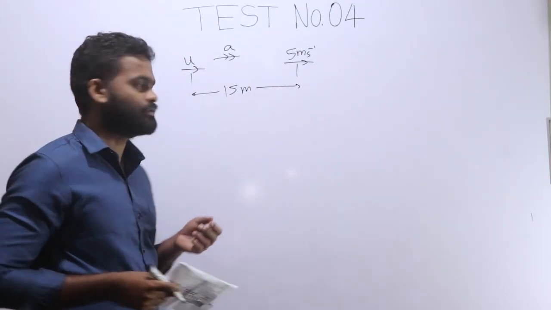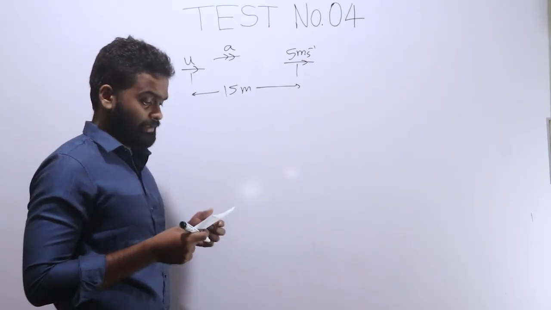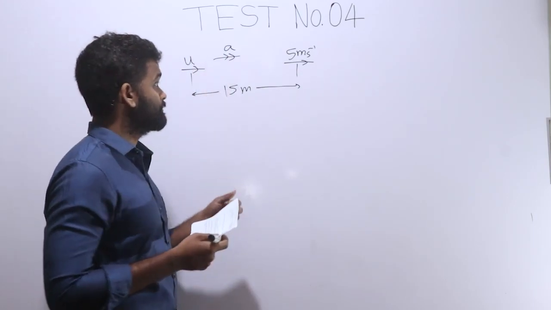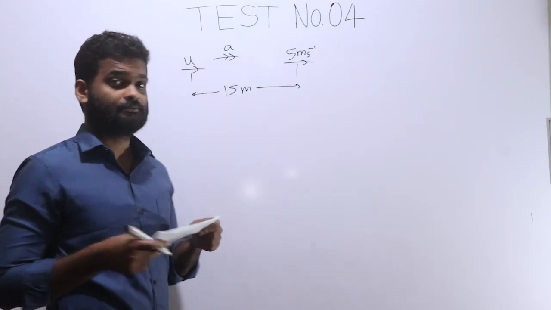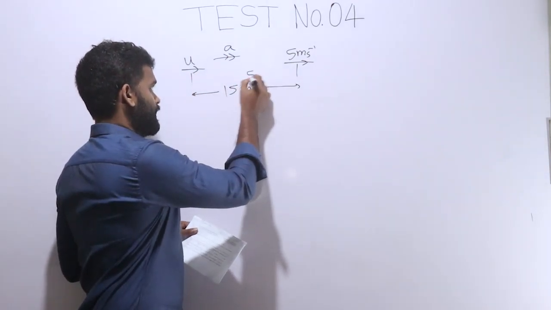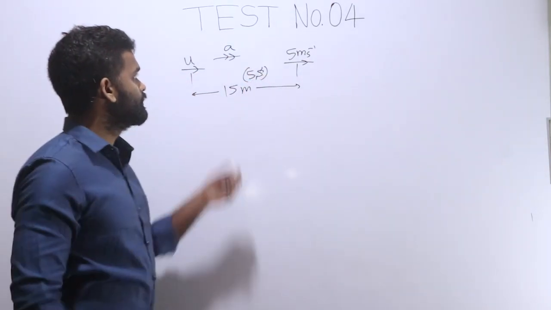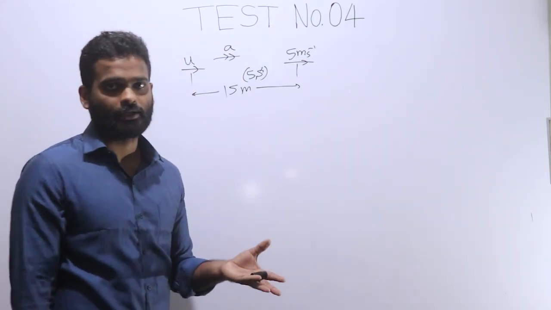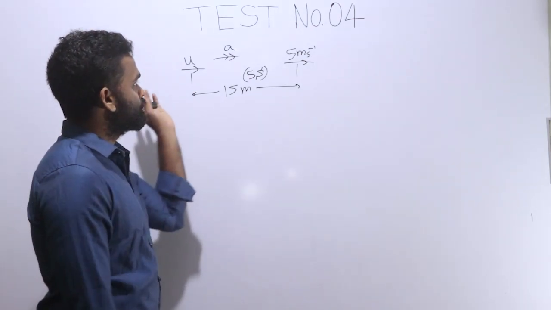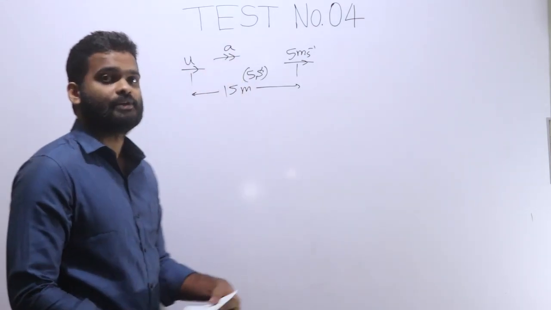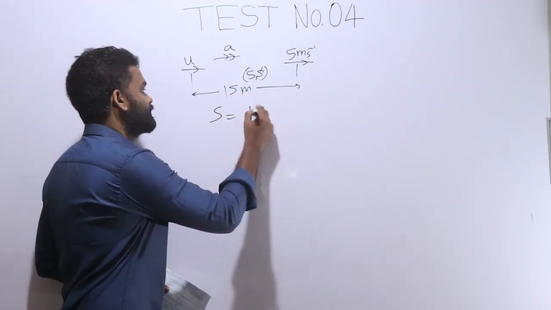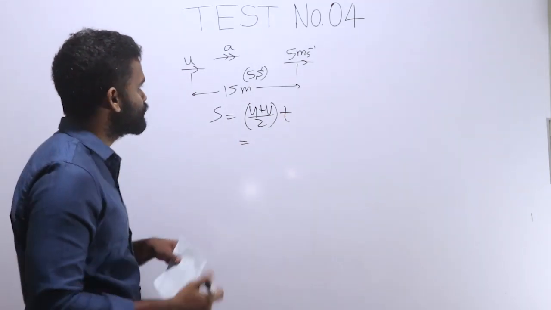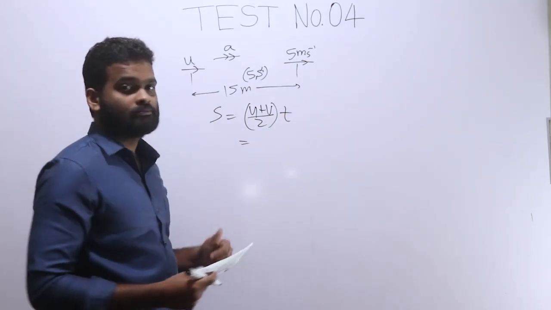So it's an easy question. They haven't given the acceleration, but they have given the time. For this motion, it takes 5 seconds. So you have to use one equation in order to get the answer quickly. Without finding the acceleration, we have this equation: S equals (u plus v) divided by 2 times time. Using this one, you can find u.